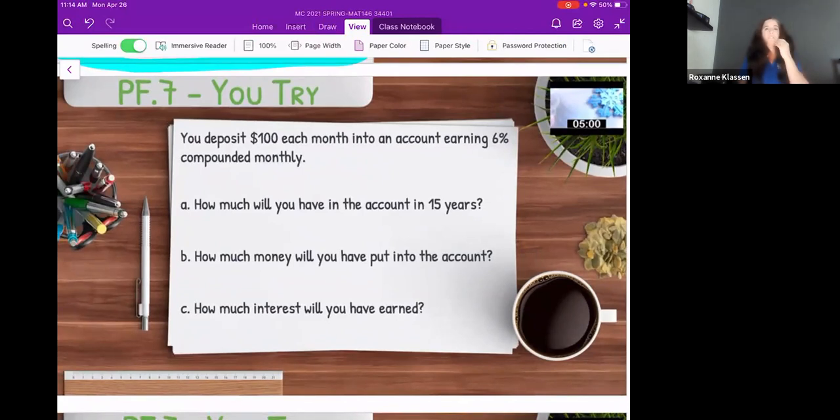So the next one on the worksheet, you're going to do it by yourselves, answer A, B, and C, and you can send it to me. Now, if you're nervous that you're going to get it wrong, send me answer A first before you do B and C, because for B and C, you need the answer from part A. So this time we're depositing $100 each month into an account, but we're only earning 6%, and now it's compounded monthly. So you have to remember, how does that change my formula? How does that change my values? So try that. Private message me any questions you guys have while you're doing it.